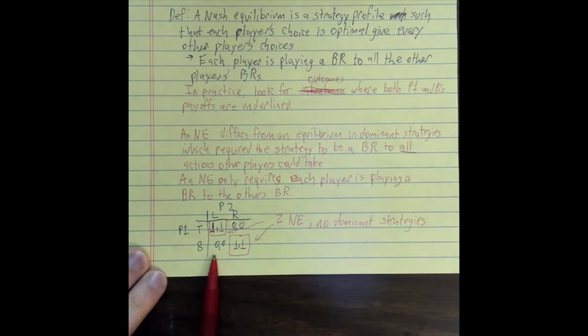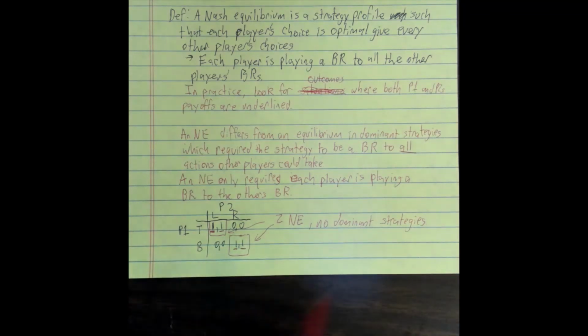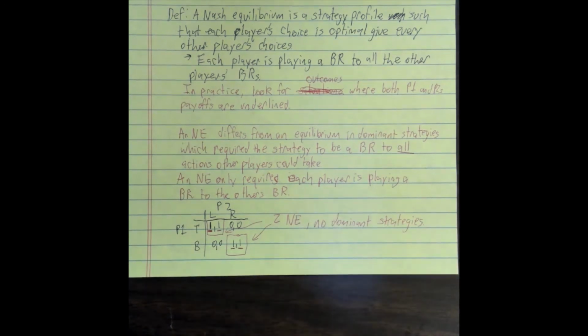No dominant strategies because, for player 1, bottom is not a dominant strategy, because if player 2 plays left, then bottom is not the best response, right? But in this case, we can have a Nash equilibrium that includes bottom, because if player 2 plays right, they're playing a best response to each other's best responses. So hopefully that makes the distinction clear.